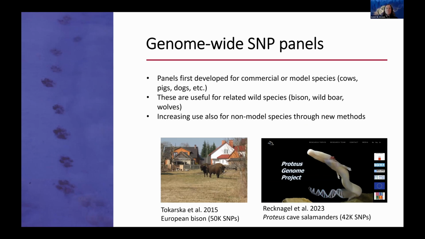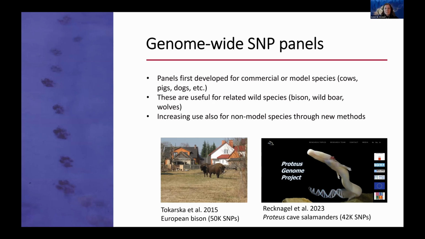These panels were first developed for species of more commercial interest, for example, cows or pigs or dogs. But that means that they are also very useful for the related wild species. So cow, pig, and dog panels, we can also use for bison, wild boar, and wolves, as we have been doing. And very interestingly and positively, they're also increasingly available for non-model species.